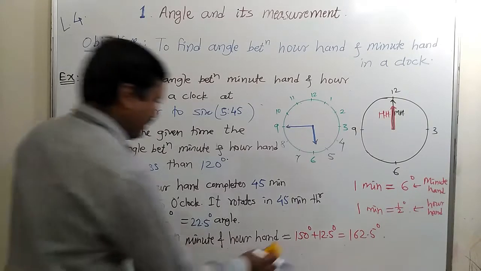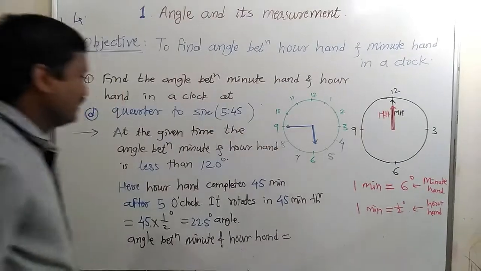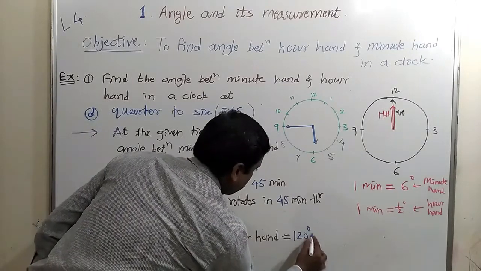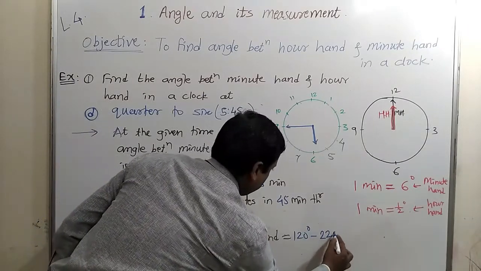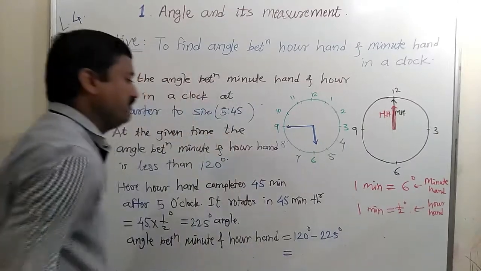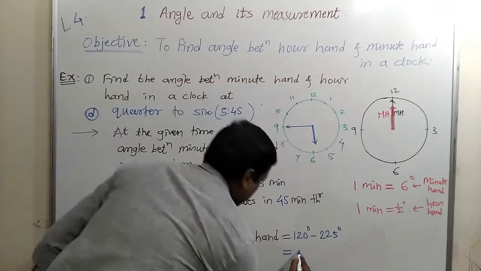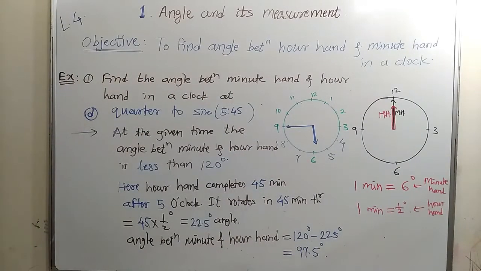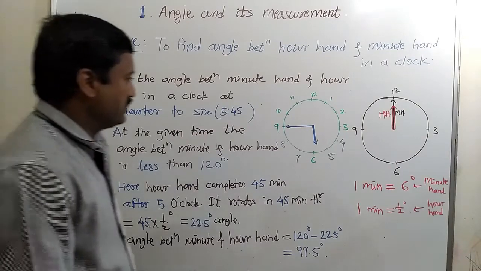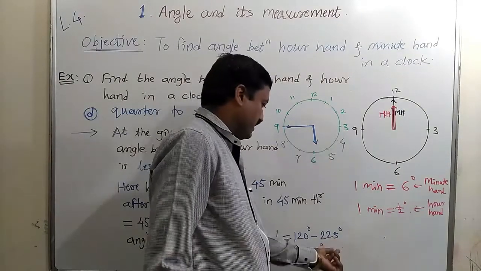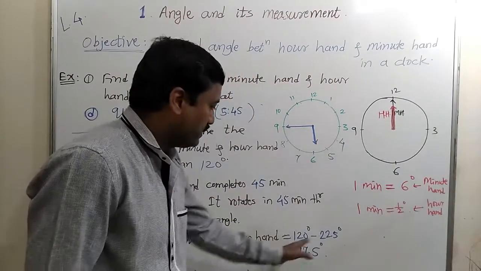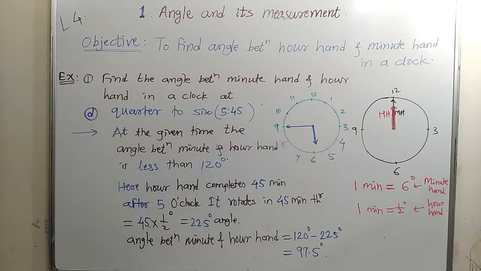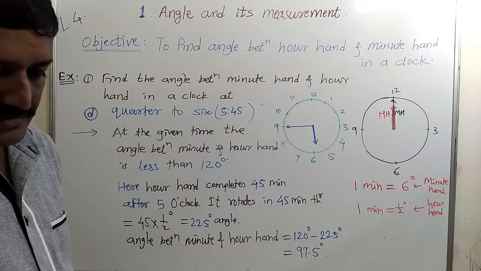So let us subtract that from this 120 degree. So 120 degree minus 22.5 degree, and this will be 97.5. So the angle will be 97.5. Otherwise, within this 15 minutes, we get angle of 7.5. So 90 plus 7.5, it will be 97.5. That way also we get the same answer. Okay? Is it okay? Let us see one more.